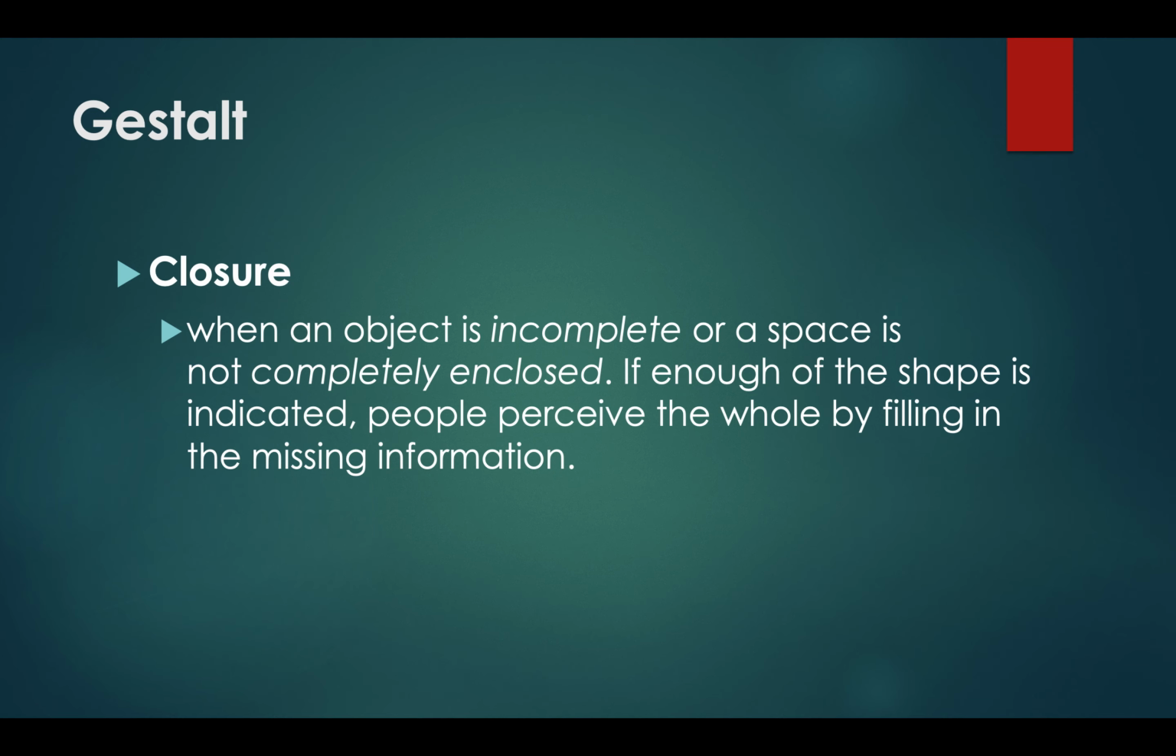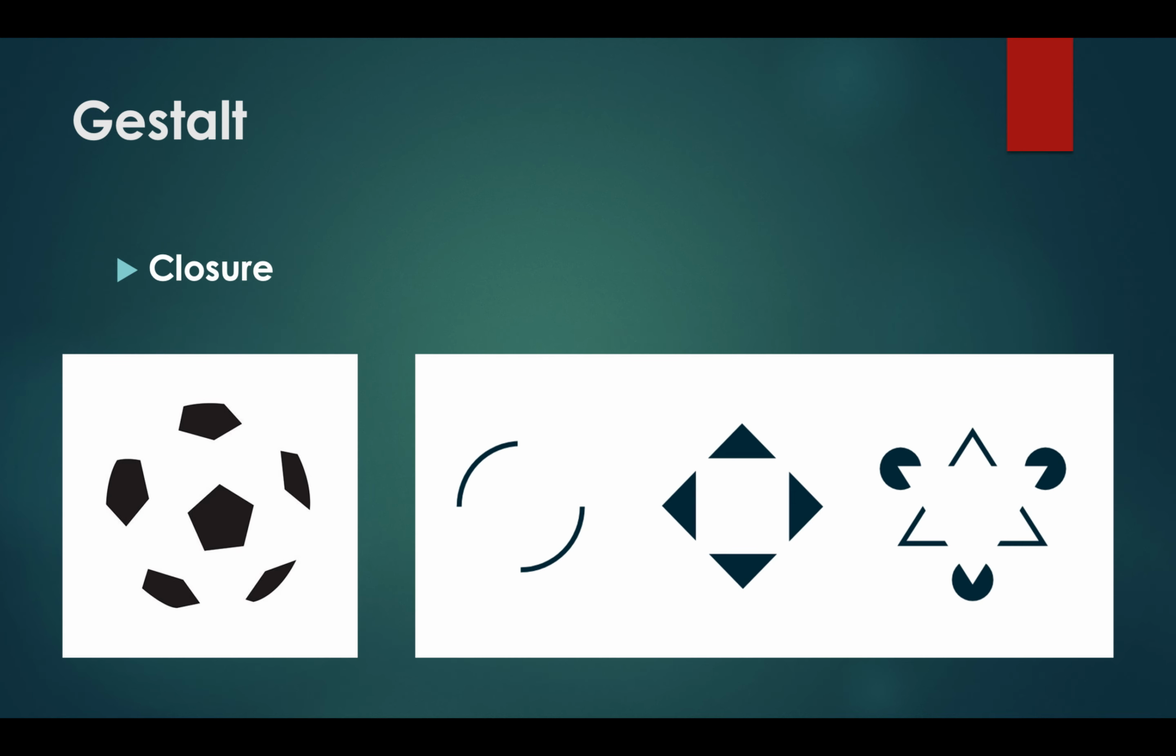Closure is what we used in the case of that circle in the very first example. It's when we have an object that's incomplete, or you have a space that's not completely enclosed, but enough of the shape is there for us to fill in the rest. When I learned Gestalt back in my college days, this was the definition of Gestalt that was used. It's the idea that you have a few lines, but we'll put those lines together and we form a horse, so we see a horse with it.